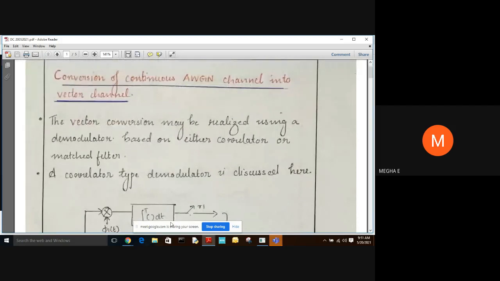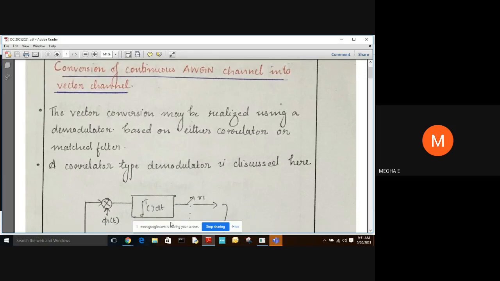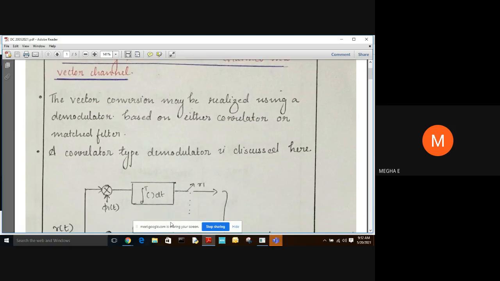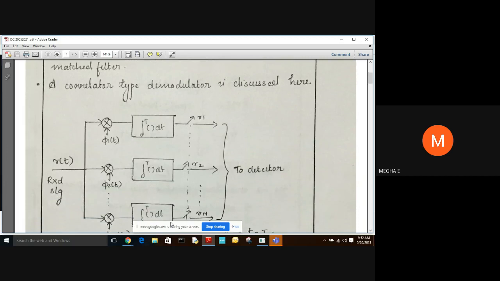It is clear that the vector conversion may be realized using a demodulator based on either a correlator or a matched filter. That is, the signal demodulator can be either a correlator type or a matched filter type. Here we are dealing with the correlator type demodulator, and it is discussed here.